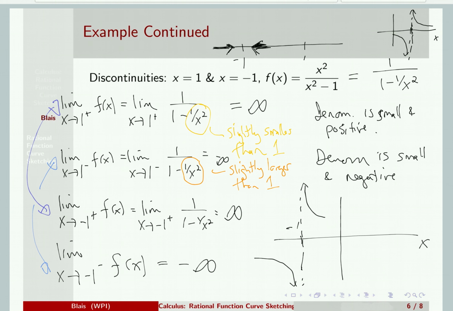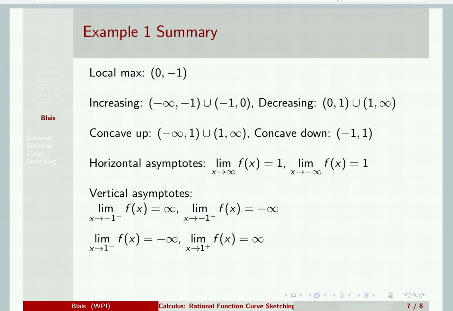And we can now bring everything together to see what the graph actually looks like. So let's summarize. We have a local maximum at 0, negative 1. We knew we were increasing from negative infinity to minus 1, and then from minus 1 to 0. And we were decreasing on 0 to 1, and 1 to infinity. We're concave up essentially outside of minus 1, 1, and concave down on minus 1, 1.